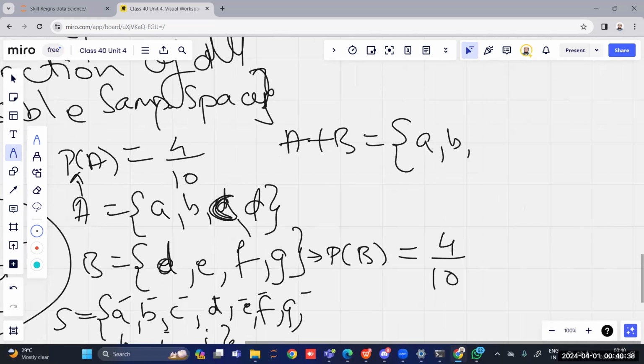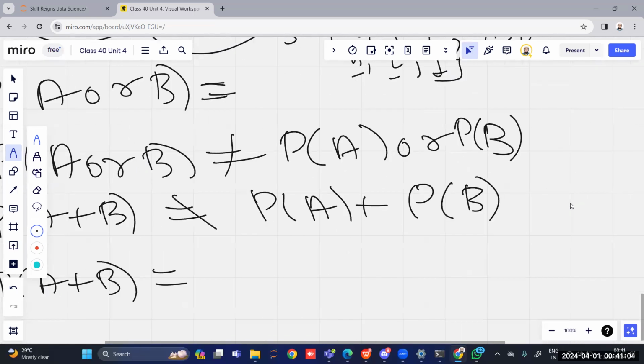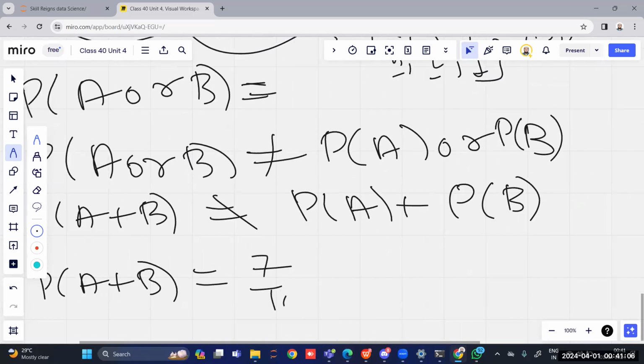It will be A, B, C, D, E, F, and G. See, D was repeating 2 times, but we do not write a repeated element. I've told you, in a sample space or an event, if an element is repeated, we consider it one time. So what will be the probability of A plus B? See, it is 1, 2, 3, 4, 5, 6, 7. It is 7 by 10. Yes or no? So probability of A plus B is 7 upon 10.